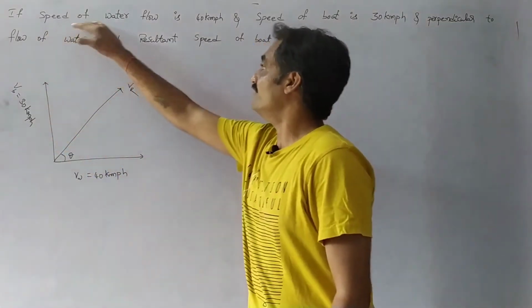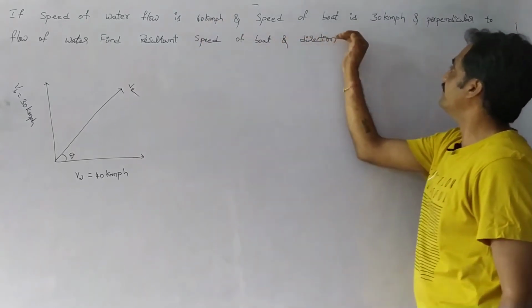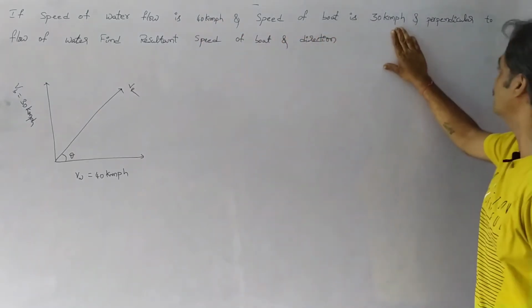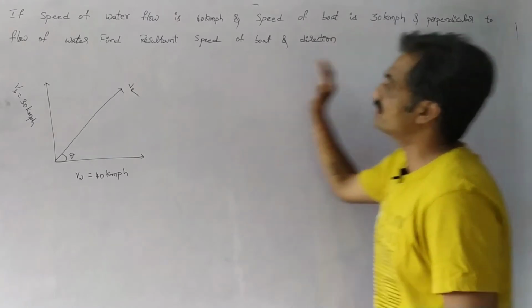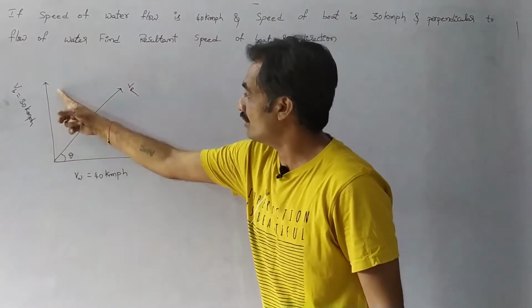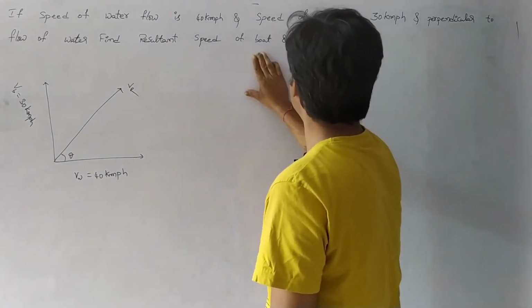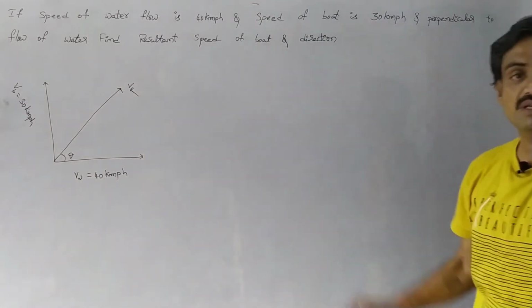The next problem is, if the speed of water flow is 40 km per hour and the speed of the boat is 30 km per hour and perpendicular to the flow of water. The speed of the boat is perpendicular to the flow of water. Now we have to find the resultant speed of the boat as well as the direction of the boat.